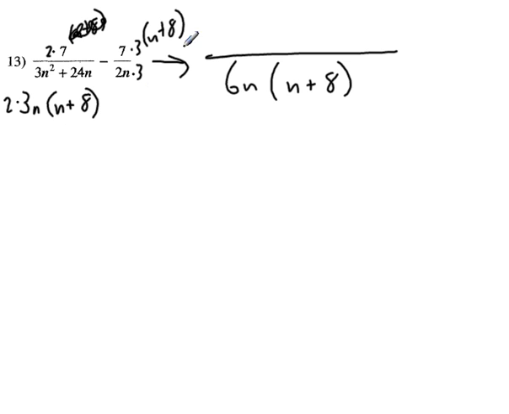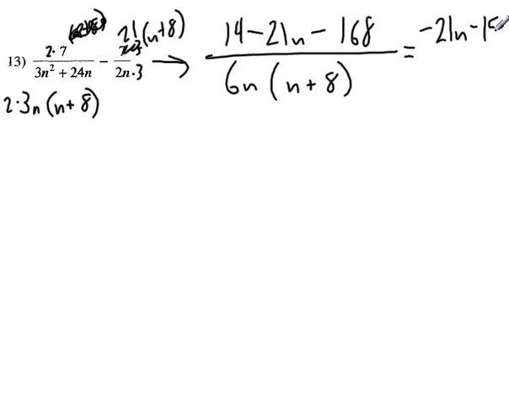All right, so on top, I have 2 times 7, which is 14, minus 7 times 3 is 21. And then 21 times 8 is 168. Let's combine that together. 14 minus 168 is probably going to be the hardest part of this whole problem. So that's going to be negative 154. And then you have to copy your denominator each time, and that's kind of annoying.